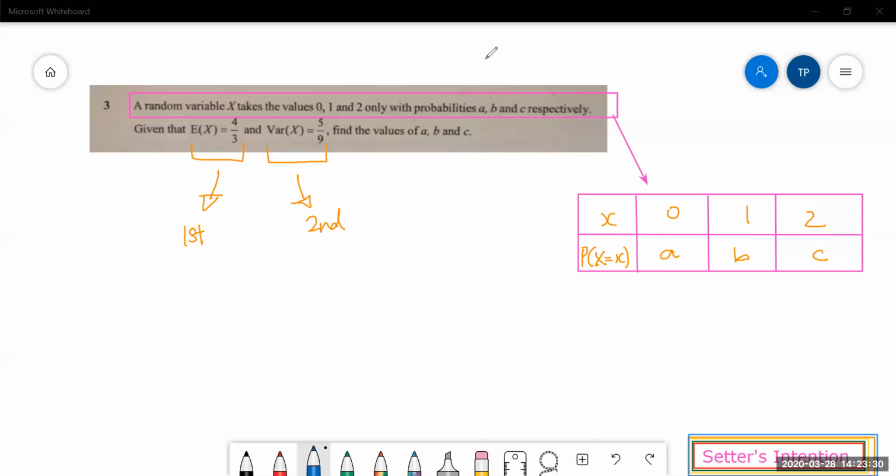Okay lah, actually correct lah. You don't need tuition already. Okay, bye-bye. Bye.